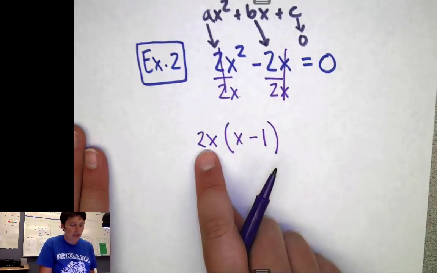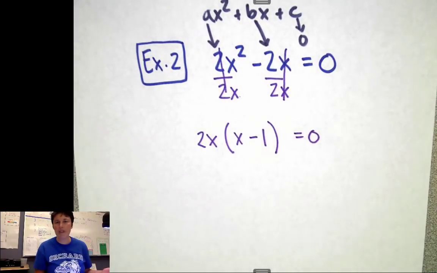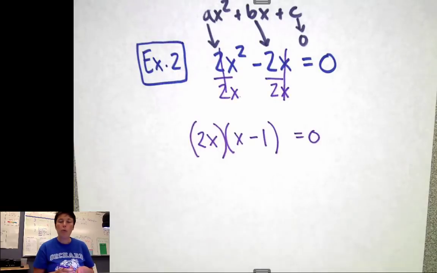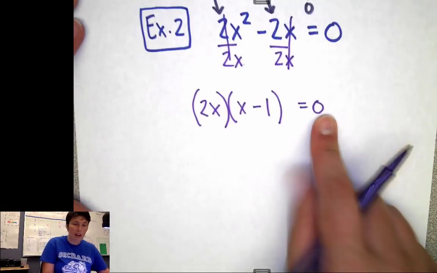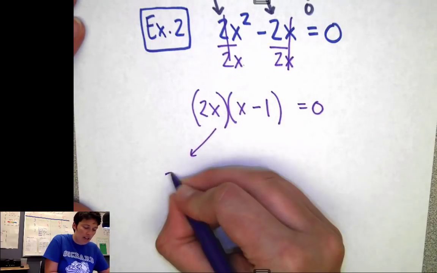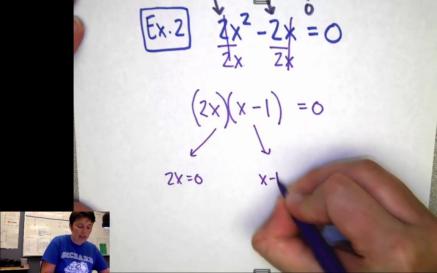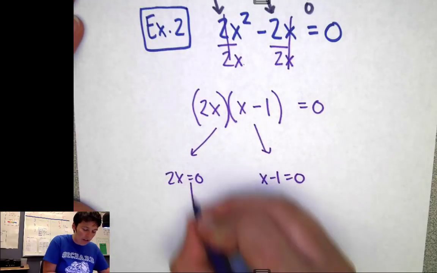So we have 2x, parenthesis, x minus 1 equals 0. Hey, it's already factored. The x squared is gone. We don't even need the rectangle diamond. If it helps you, you can think of it like this. We have two things being multiplied that equal 0. We're ready to split it up. Either the 2x has to equal 0, or the x minus 1 has to equal 0. Those are the only two choices. So solve each of these.